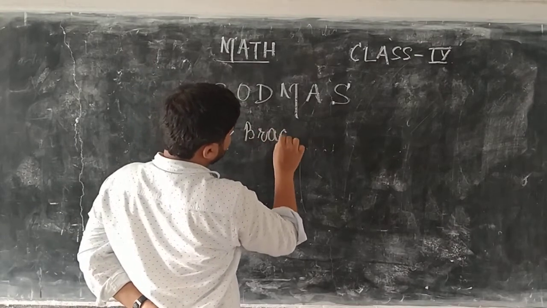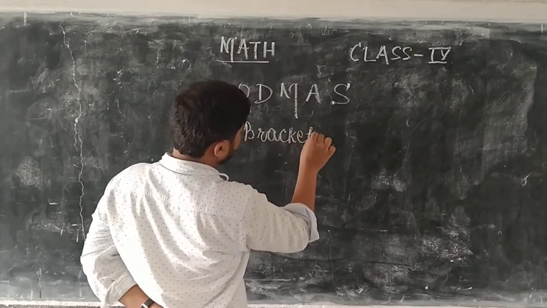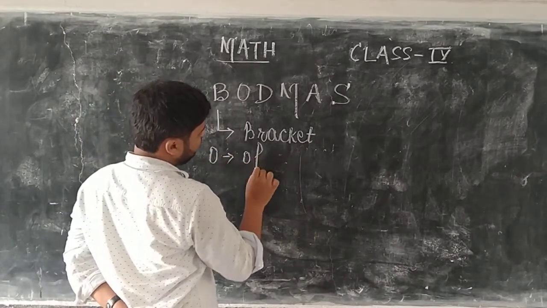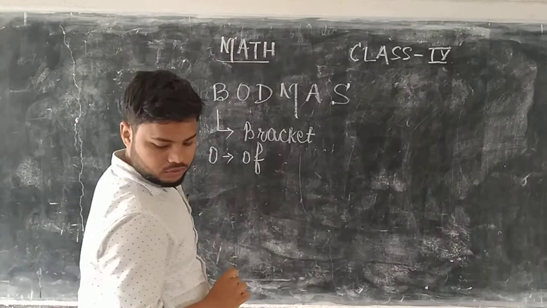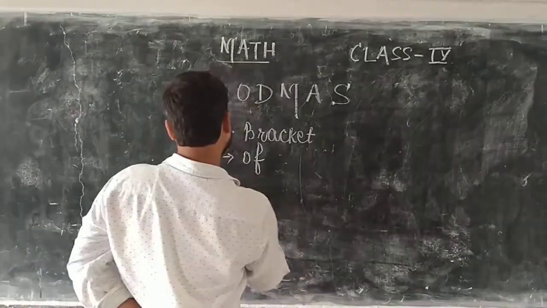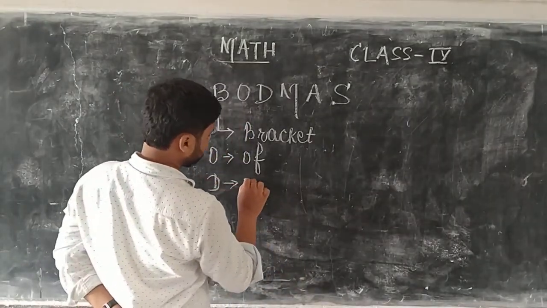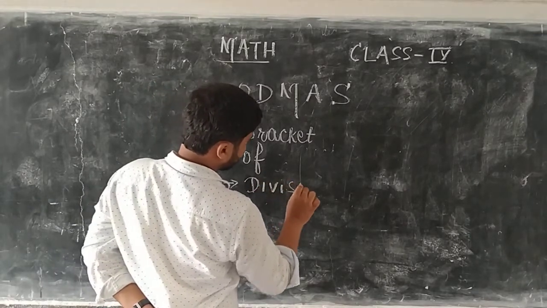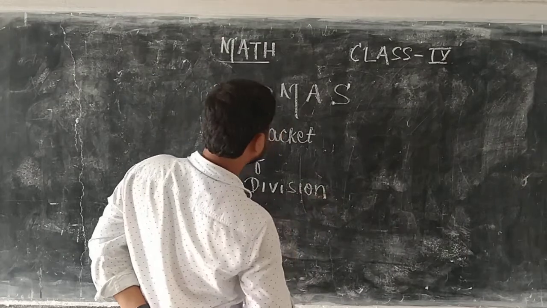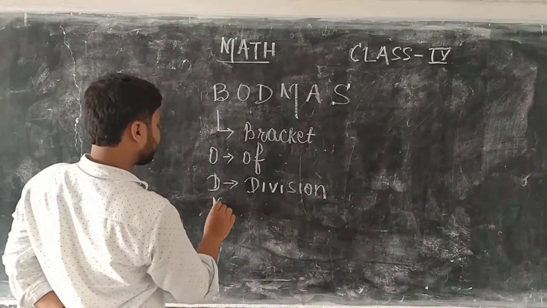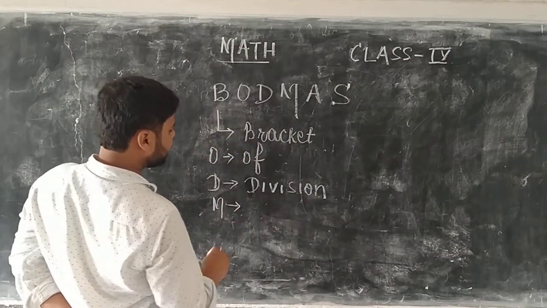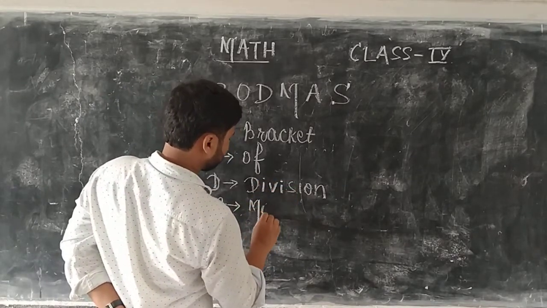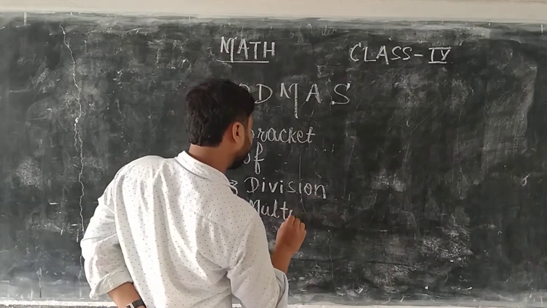Bracket. Here O means of, and here D means division, and here M means multiplication.